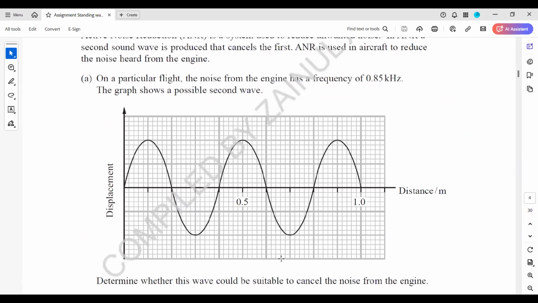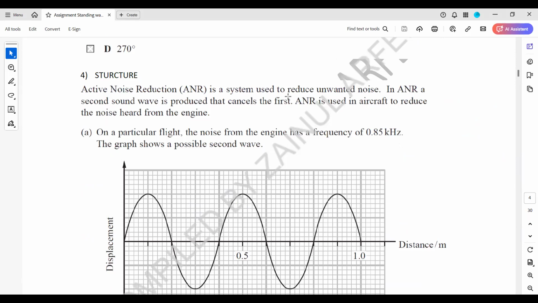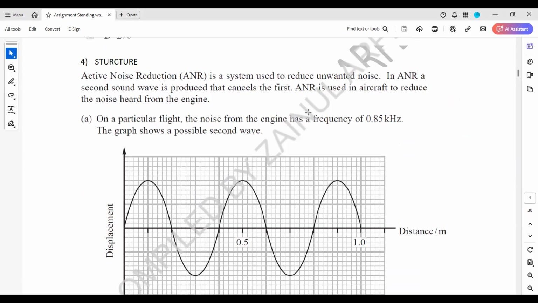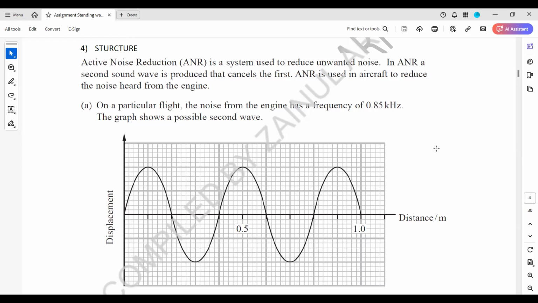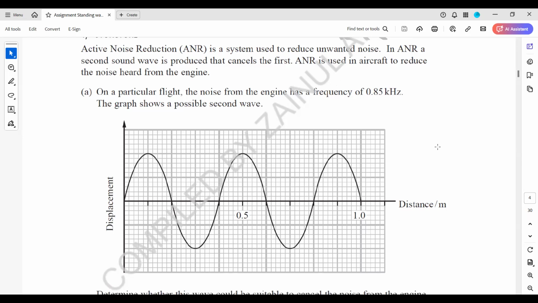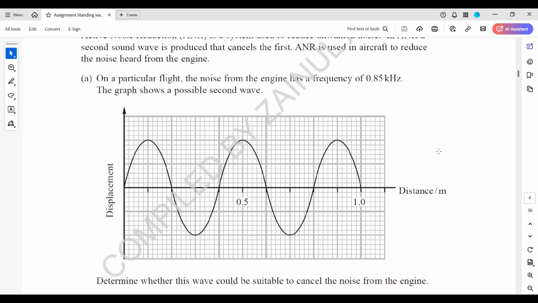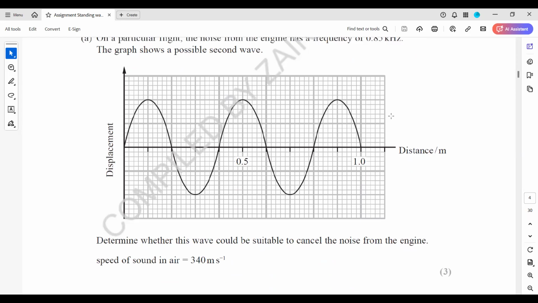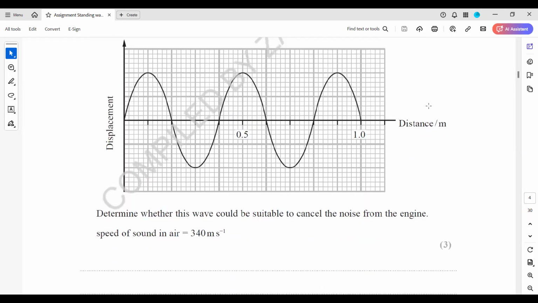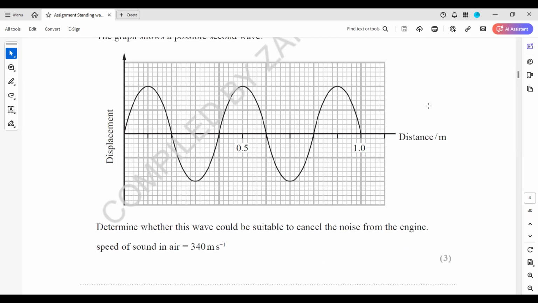The next is: Active noise reduction, or ANR, is a system used to reduce unwanted noise. In ANR, a second sound wave is produced that cancels the first. ANR is used in aircraft to reduce the noise which is heard from the engine. On a particular flight, the noise from the engine has a frequency of 0.85 kilohertz. The graph shows a possible second wave. Determine whether this wave could be suitable to cancel out the noise from the engine. The speed of the wave is given.